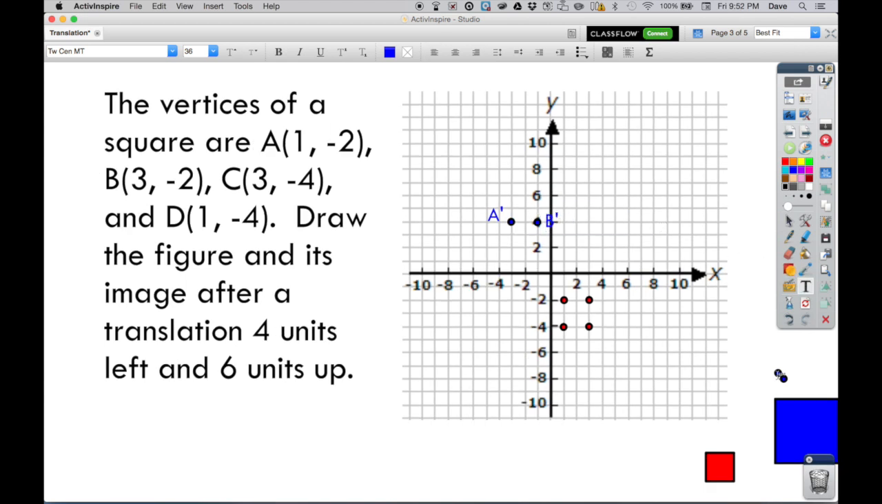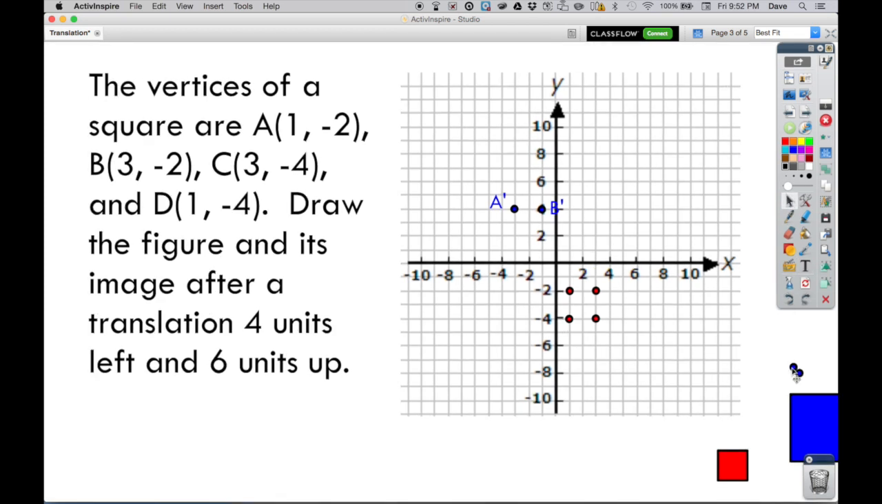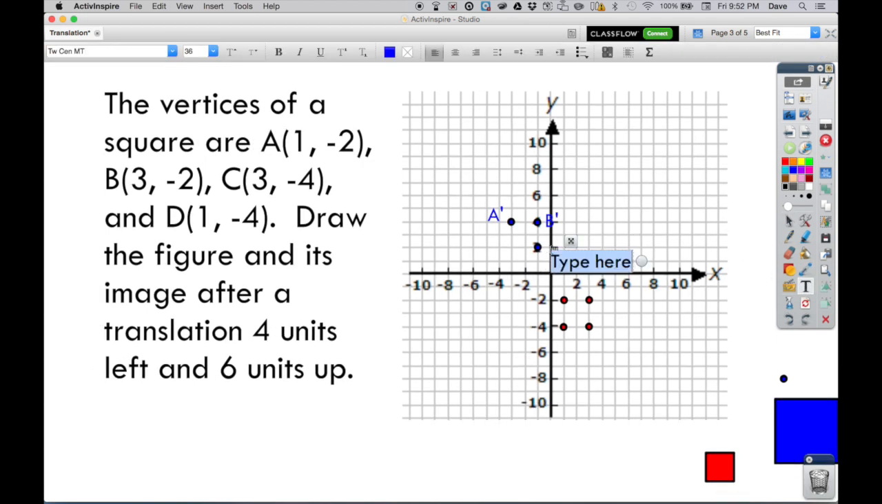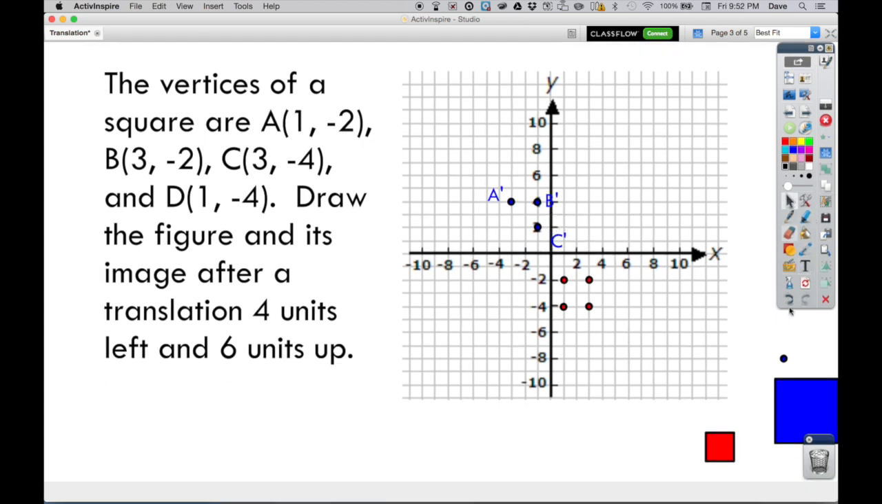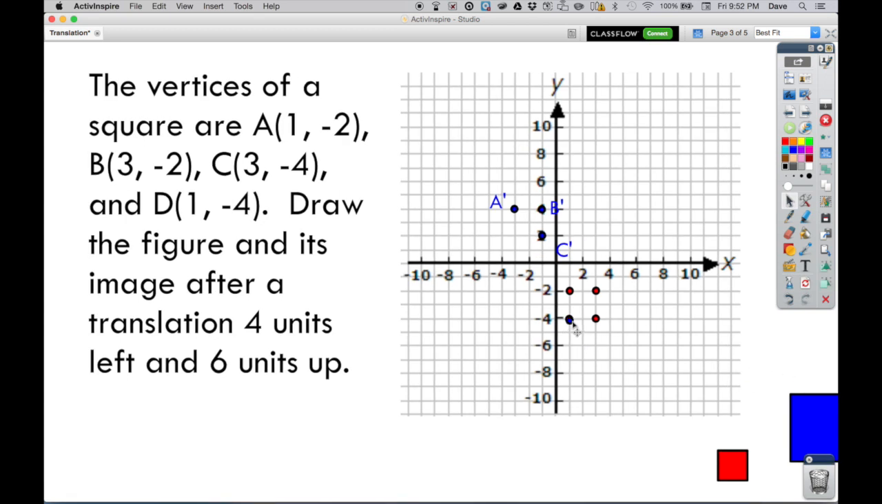Then we just keep doing the same thing to the rest of them. We now take C. C was 3, negative 4, this one right here. Again, 4 units to the left, 6 units up. There's C prime. And finally, we tackle D. D was this one. Apply the same translation, 4 units left, 6 units up, and there's D prime.